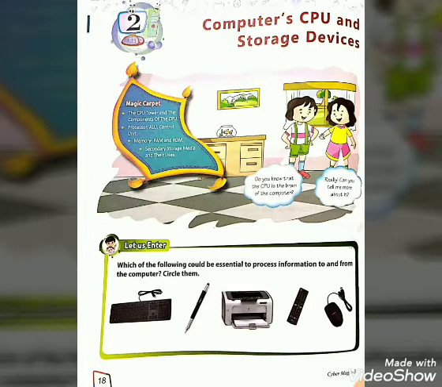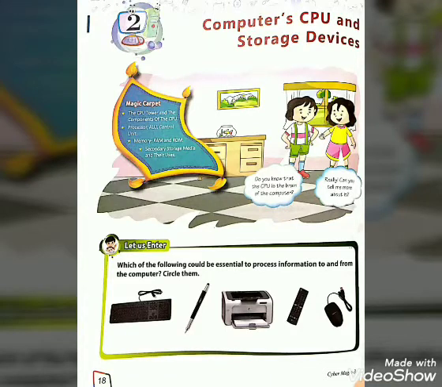My dear students, in this video we are going to revise chapter 2 in computer. Your chapter 2 is Computers, CPU and Storage Devices. We already have discussed this chapter in the previous video. Now here we are going to revise the topics one by one.